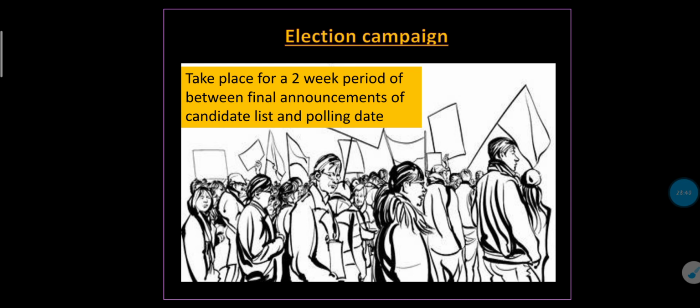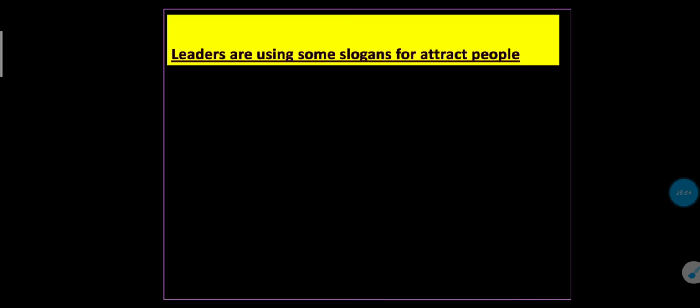So this is called an election campaign, which I can say is the promotion of their political party through the method of campaigning. Now leaders use some slogans to attract the people, because people have lots of choices among so many representatives.